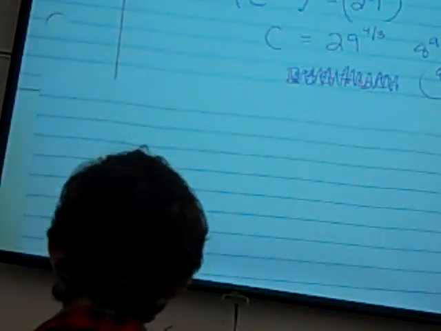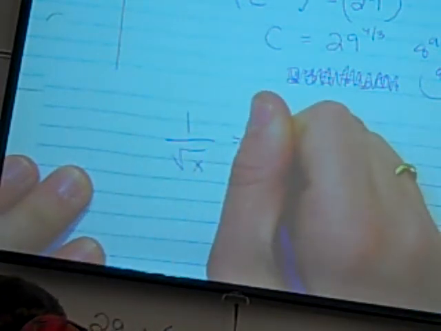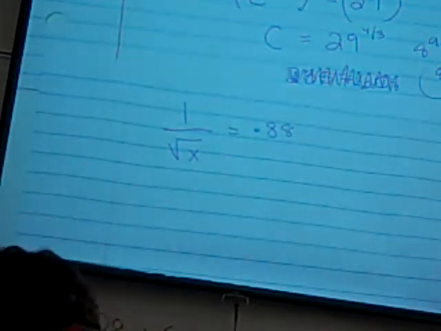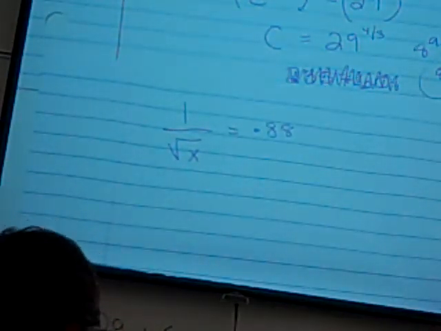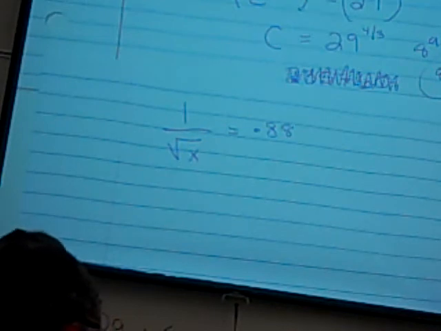It looks something like this. 1 over the square root of x equals 0.88. Really? It's my son Jack's favorite number. You'll have to make him. He would like it. Is it negative 88 or something?